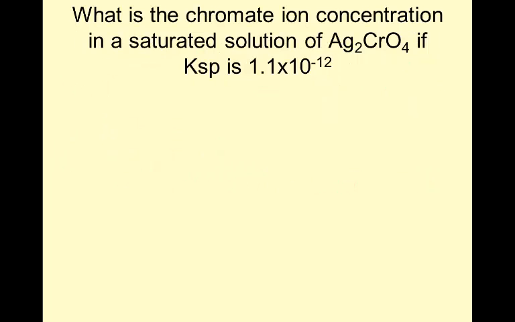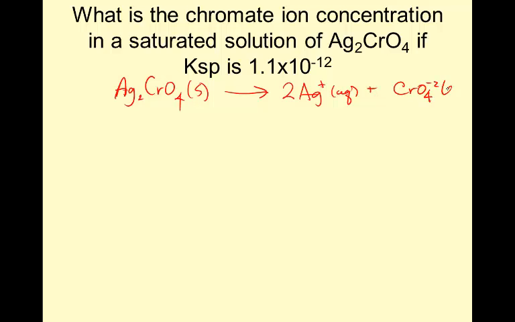So here's some more. What is the chromate ion concentration in a saturated solution of silver chromate if the KSP is 1.1 times 10 to the negative 12th? All right, so hopefully you're getting used to using a lot of dissolving equations. What do we get here? We get 2 silver ions dissolved and a chromate ion dissolved. Okay. What's the KSP for this? The KSP expression is going to be the concentration of silver ions times the concentration of chromate ions. But wait, are there any exponents? Yes, there's a coefficient of 2, so that becomes the exponent for the silver.